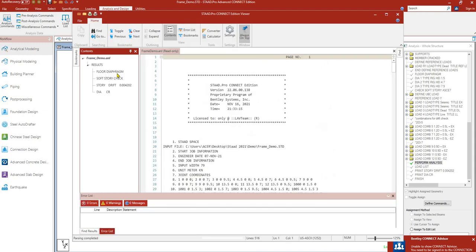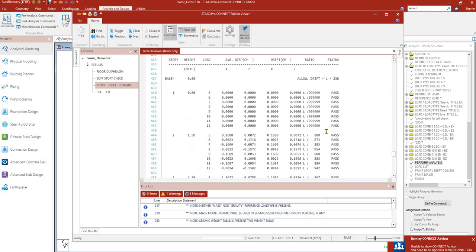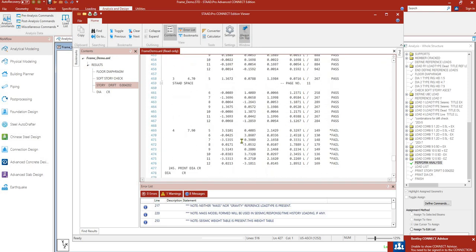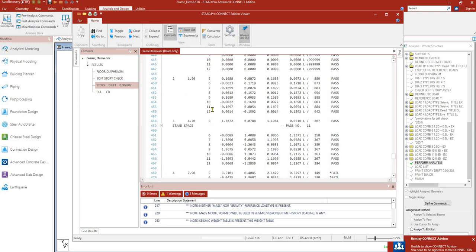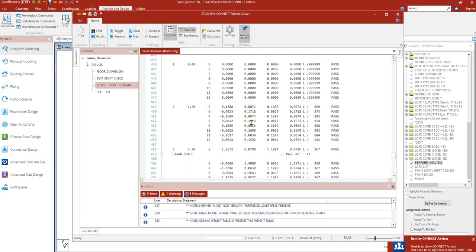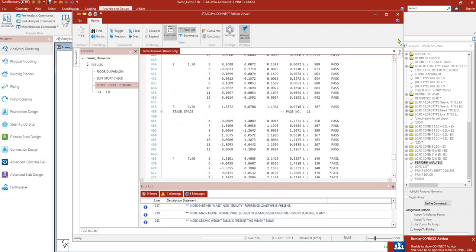Sa drift. Okay? So, story drift. See what happens. Pass, pass, pass. Ayan, see? Ang laki ng pinagbago kapag pinalitan mo yung support mo from pinned to fixed. Ibig sabihin, nagre-resist na ngayon yung footing rebars mo ng moment. Pero, ide-design mo yung footing mo na may moment bars. Okay? So, for now, ibabalik ko ulit si support sa pin.